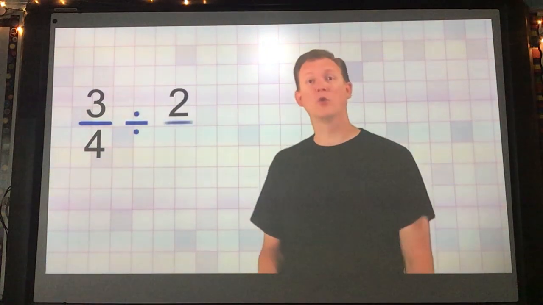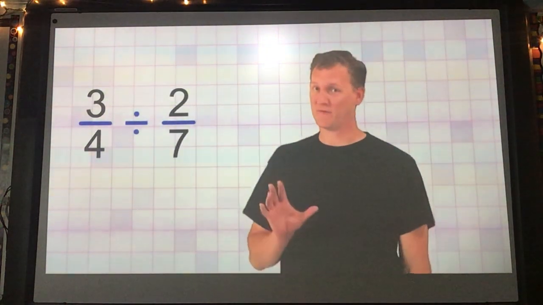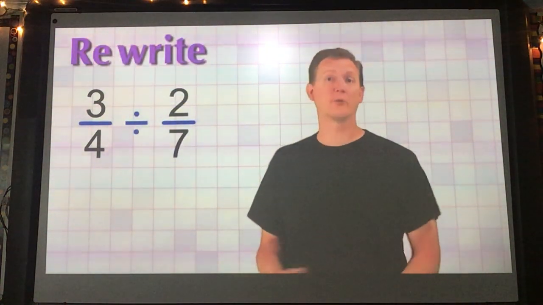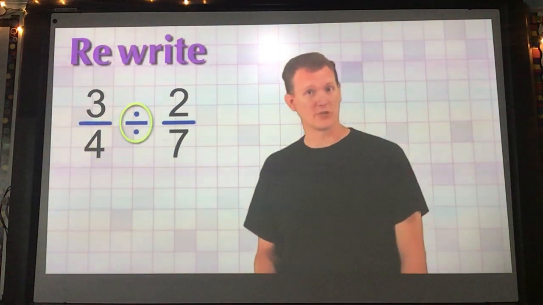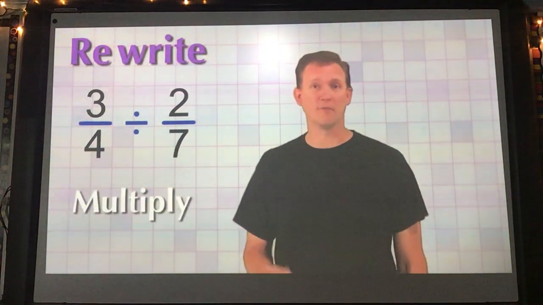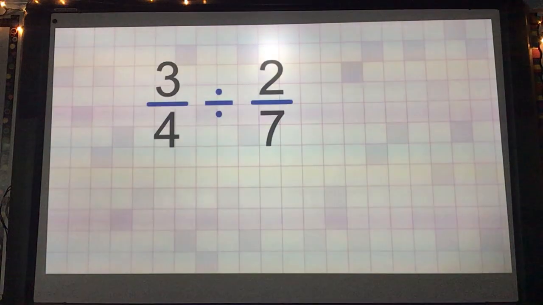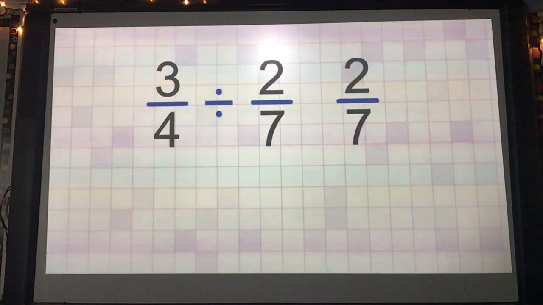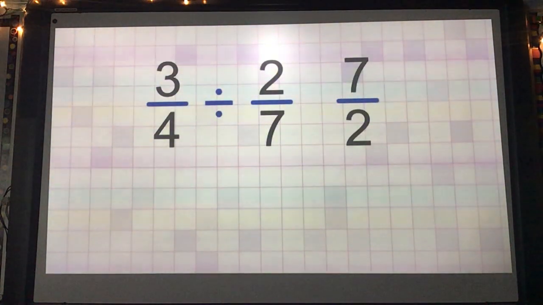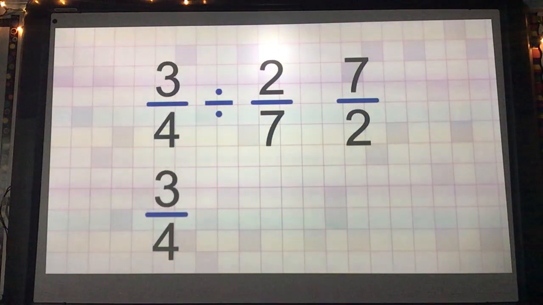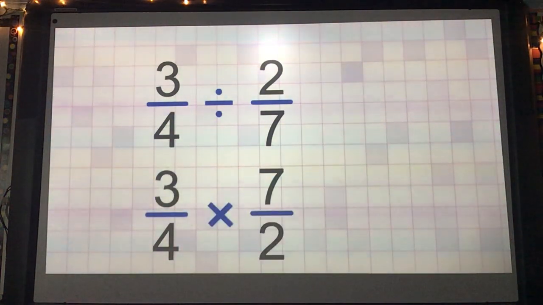Let's try this problem. 3/4 divided by 2/7. Okay, so the first thing we want to do is rewrite our problem. Instead of dividing by 2/7, we can multiply by the reciprocal instead. The reciprocal of 2/7 is 7/2. So our problem becomes 3/4 times 7/2.